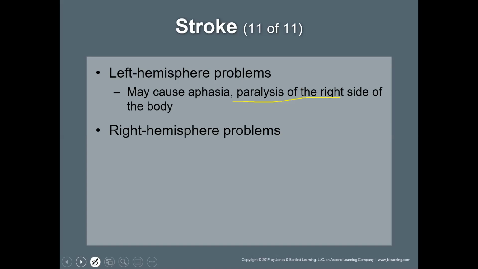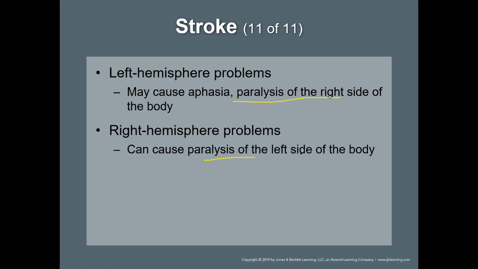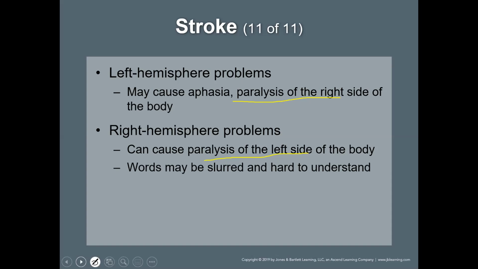So right hemisphere, our brains are halved kind of. So we're going to see paralysis on the left side. And then with words, they can usually understand language and be able to speak, but they are slurred. And this is called dysarthria, having slurred speech.